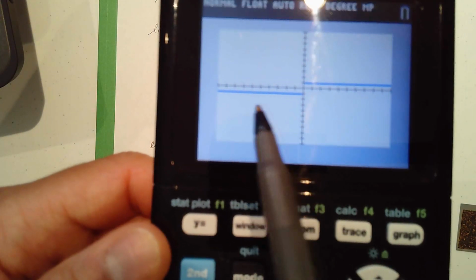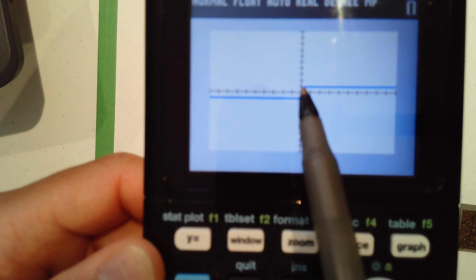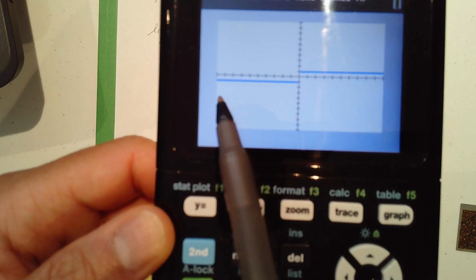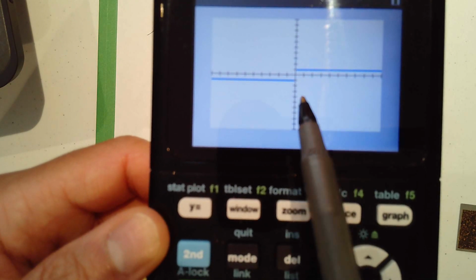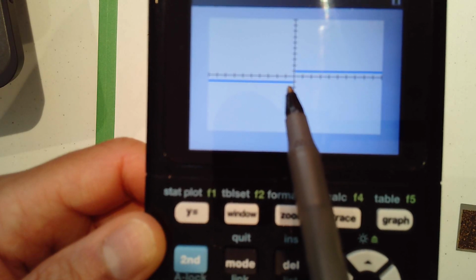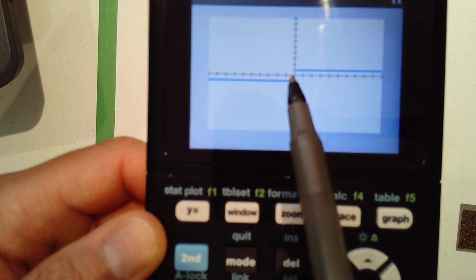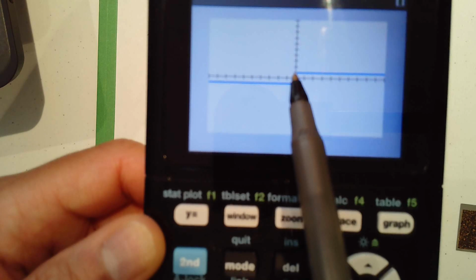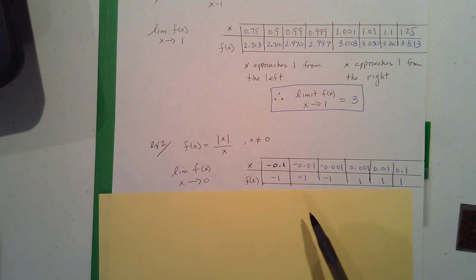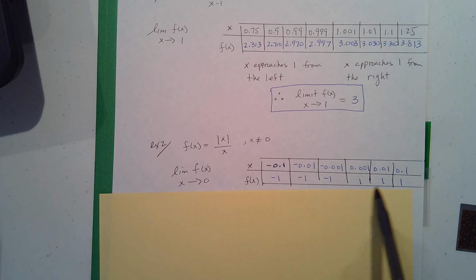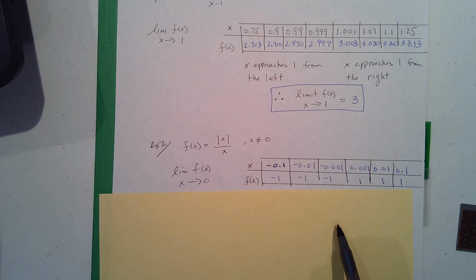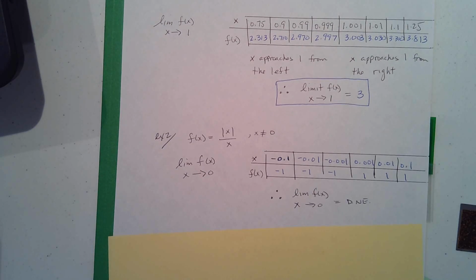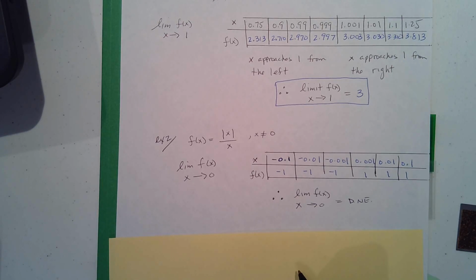So let's see what we notice here. As x approaches 0, there is 0. From the left side, what is the y value? It's -1. As x approaches 0 from the right, what is our y value? It's +1. So if the y values are not approaching the same number, therefore we do not have a limit. The limit of f of x as x approaches 0 does not exist.